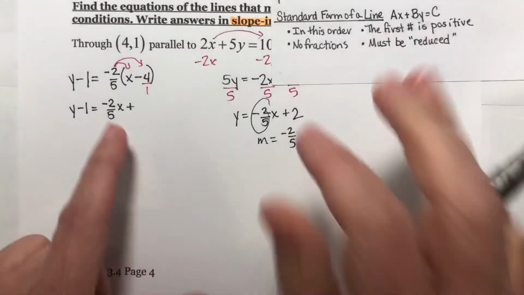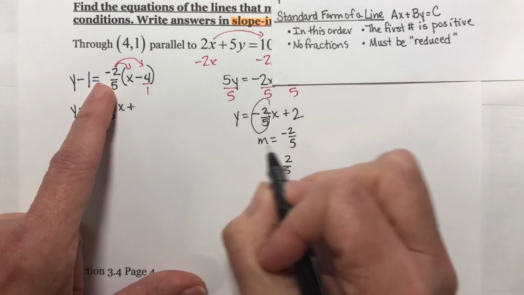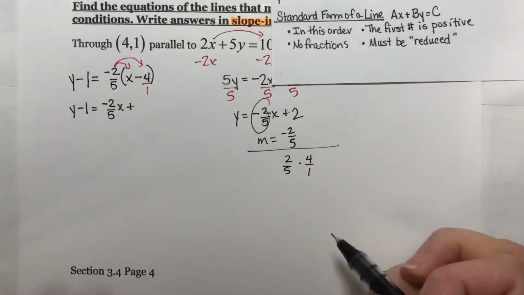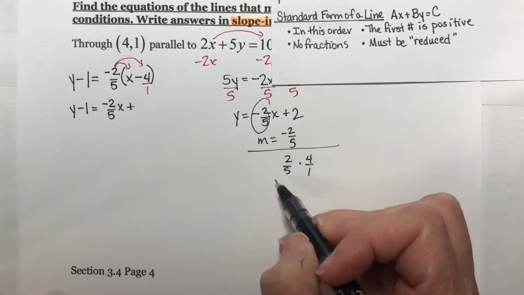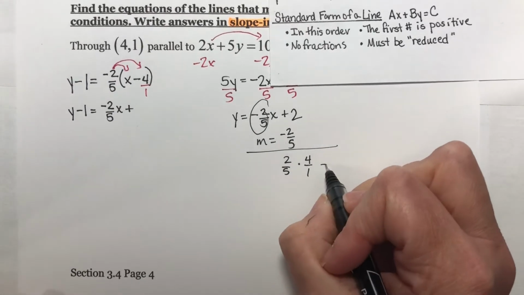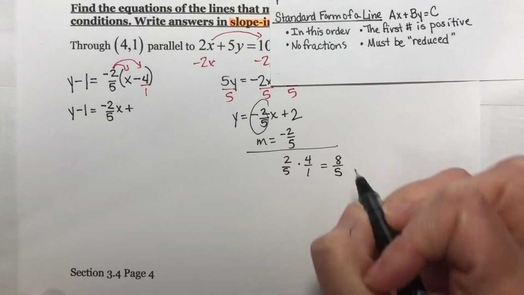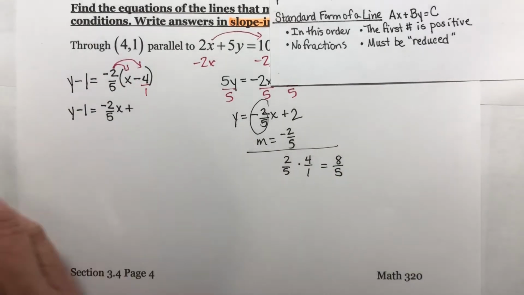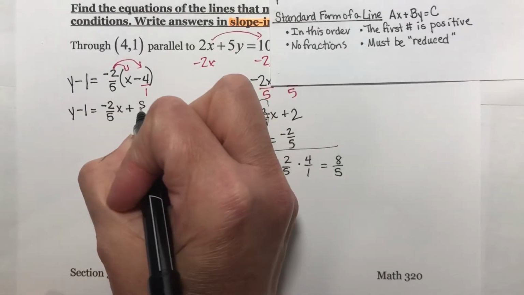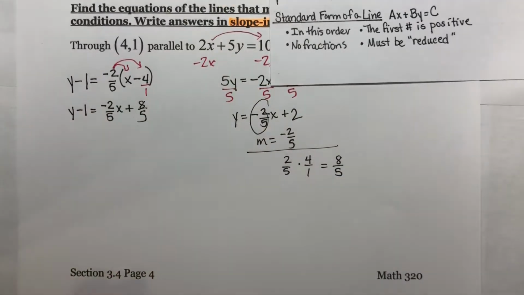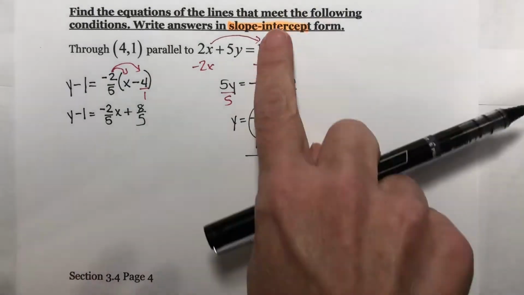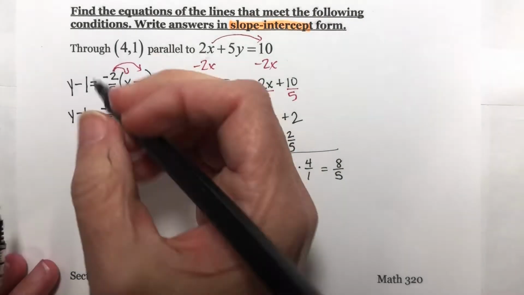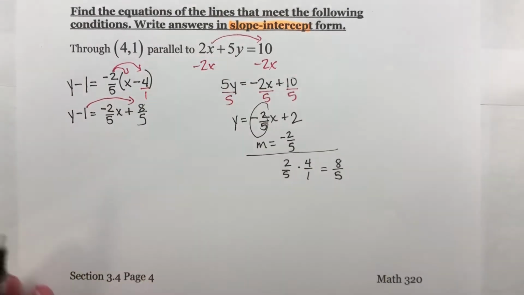Now let's look at what this means. This is 2/5, I've already dealt with the sign, times 4 over 1. This does not simplify at all, so you multiply straight across to get 8/5. So it's 2 negatives, and it gives me a positive 8/5. Now I'm supposed to go into slope-intercept form, which means I need to solve this for y. So I need to add 1 to both sides.